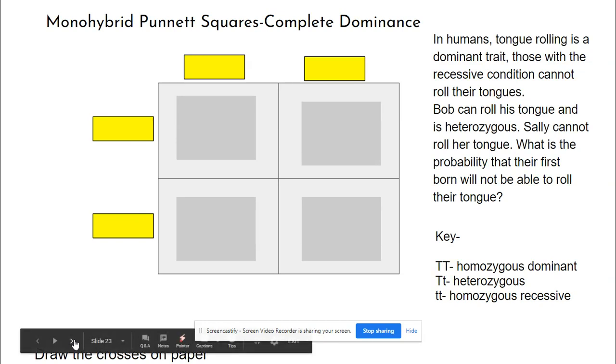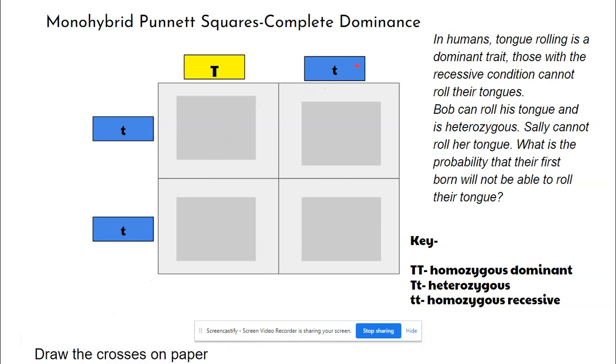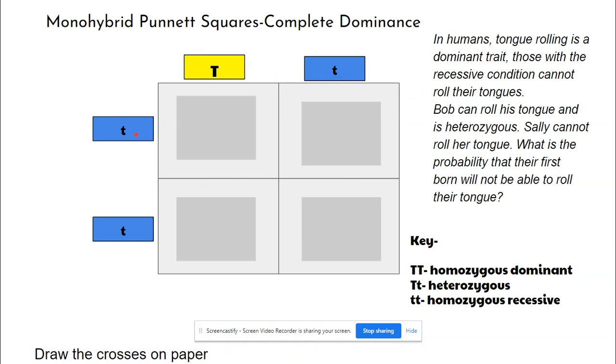The next step in the process is to place the correct gametes of the parents. So we know that Bob can roll his tongue and he's heterozygous. So by looking at our key, Bob must be capital T, lowercase t. So we're going to put him here. Sally cannot roll her tongue. So we're going to put lowercase t here.